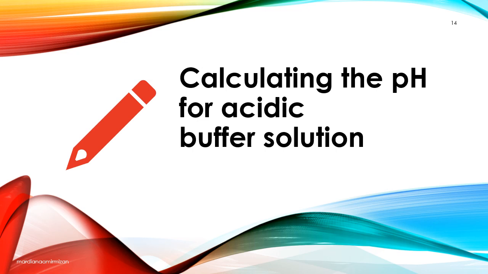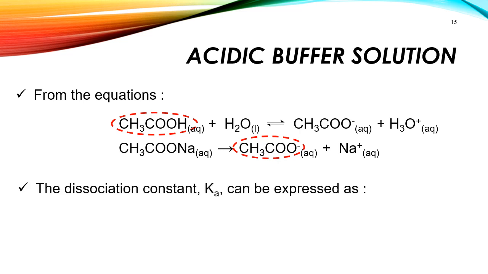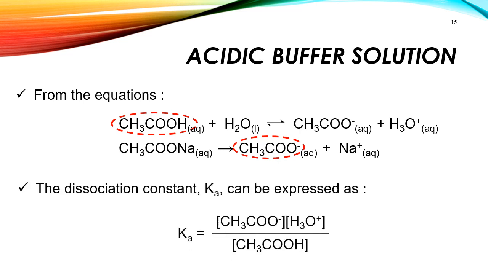Now, let's discuss how to calculate the pH for an acidic buffer solution. Let's use the same example of an acidic buffer solution that contains a mixture of ethanoic acid and sodium ethanoate. The dissociation constant Ka can be expressed as Ka equals the concentration of the ethanoate ions times the concentration of H3O+ ions, divided by the concentration of the weak acid, ethanoic acid.